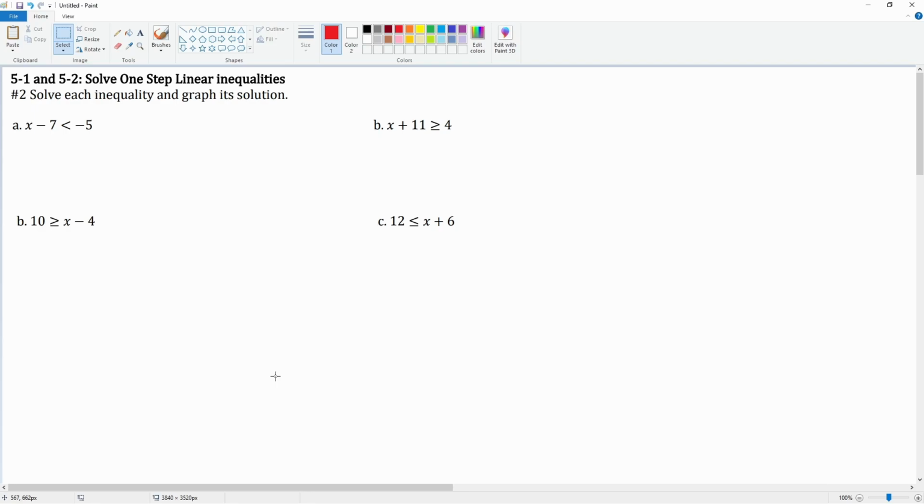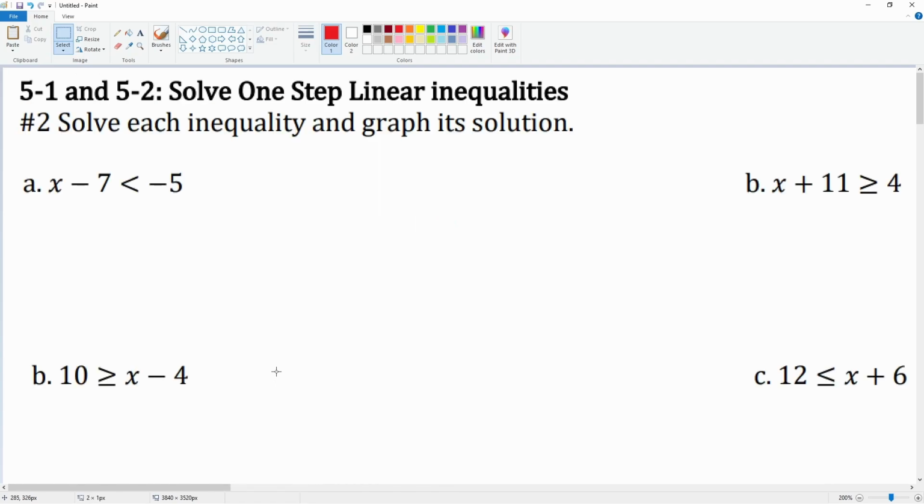5-1 and 5-2, you're going to solve one-step linear inequalities. Number 2, you're going to solve each inequality and graph its solution. In this video, I'm going to cover the first 4 problems. These are all one-step problems, and you're trying to solve them. So you're trying to get the letter alone, then graph.